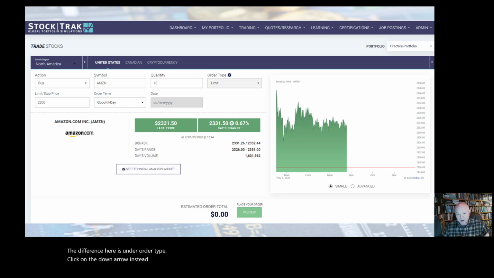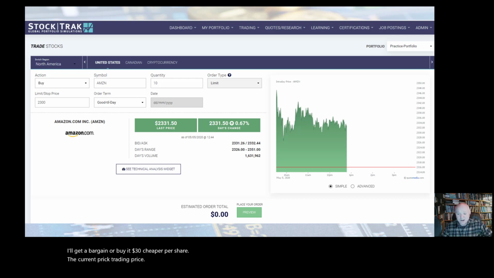Instead of choosing market, I chose a limit order. And I said my limit stop price was set at 2300. It's currently trading at 23.31, but the range during the day has been 23.26 to 23.50. So I'm hoping that the price is going to fall below 2300 at some point during the day. I'll get a bargain. I'll buy it 30 cents cheaper per share than the current trading price.